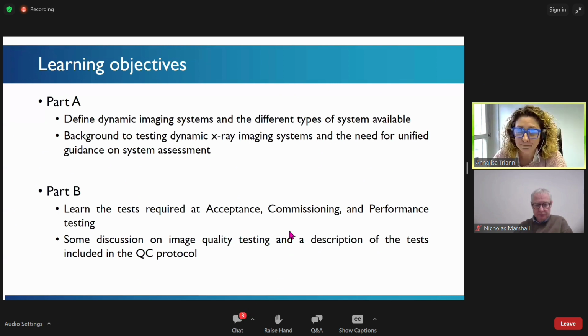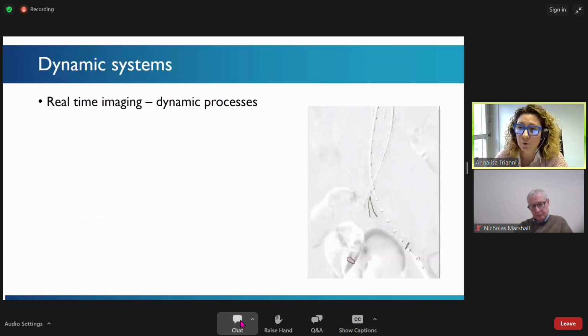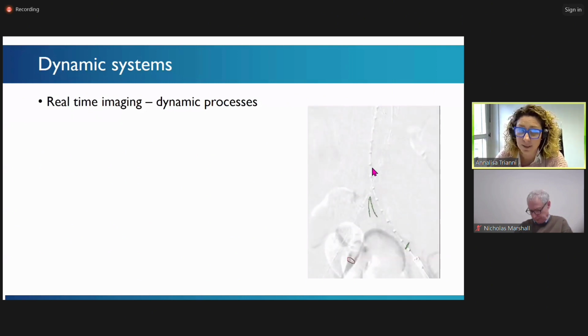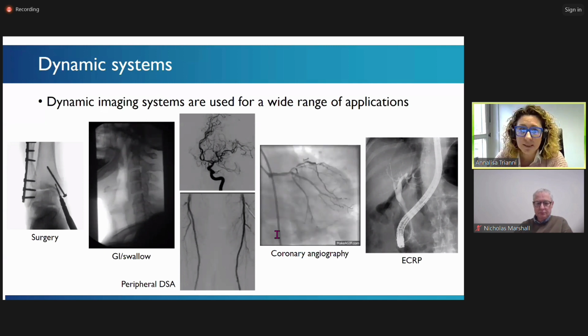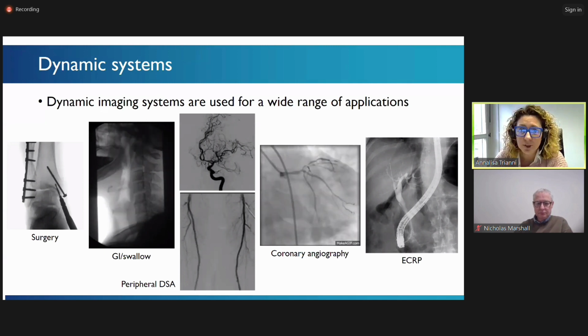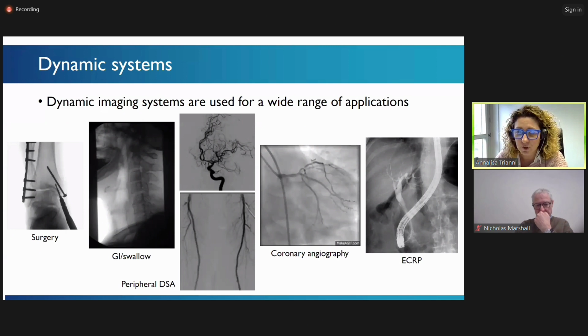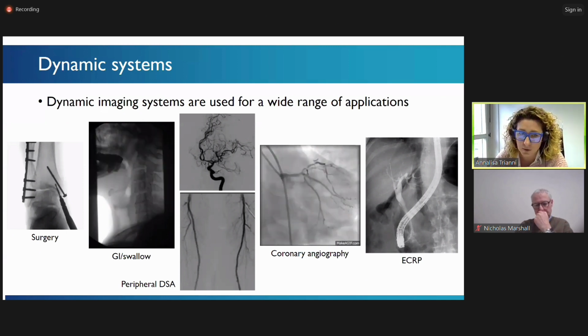So dynamic systems are systems that are used for obtaining visualization of dynamic processes in real time, so in the time they are occurring. And dynamic imaging systems are used for a very wide range of applications, such as surgery, gastrointestinal applications, angiography, cardiac angiography, and so on.